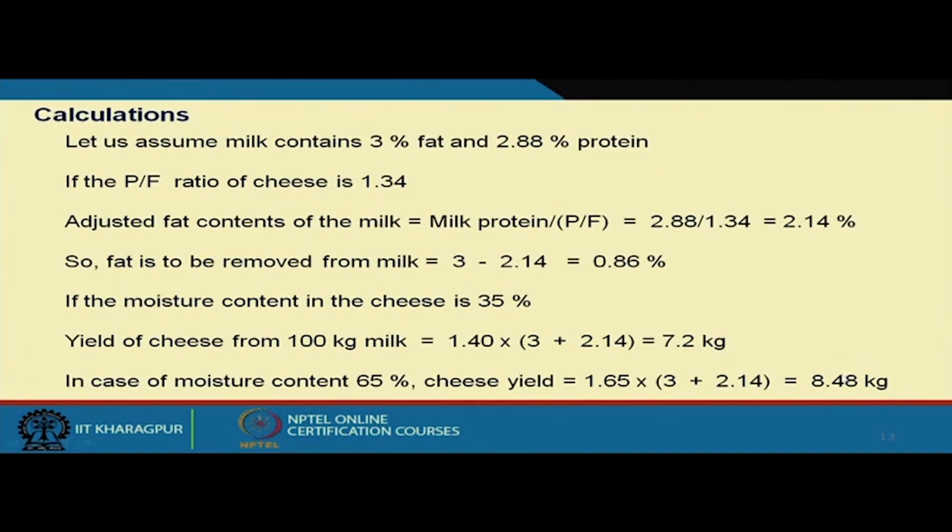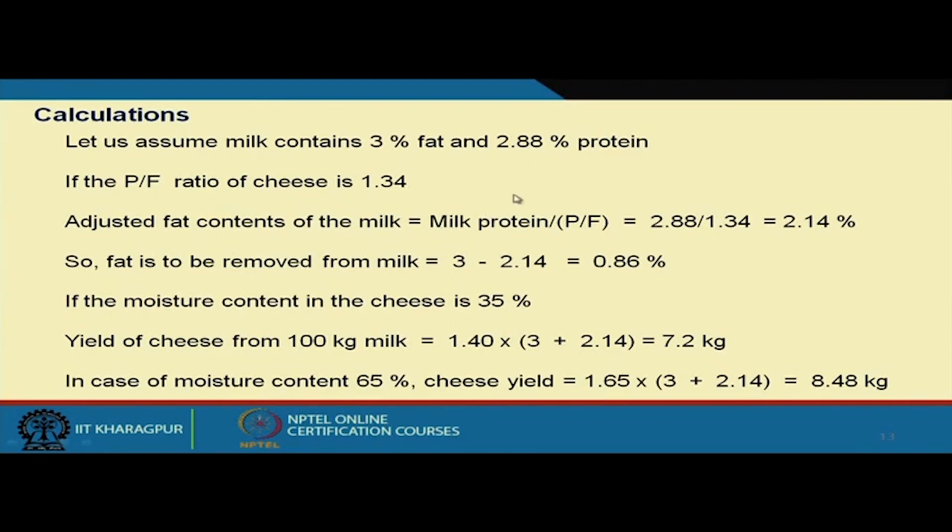Suppose one milk contains 3% fat and 2.88% protein. And we want to produce a cheese where the protein by fat ratio should be 1.34. Now the question is how you can do that. So you have to prepare the milk accordingly. So how can you adjust the fat content in the milk, given how much protein you want.